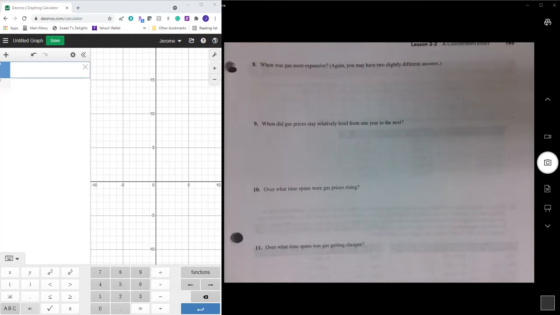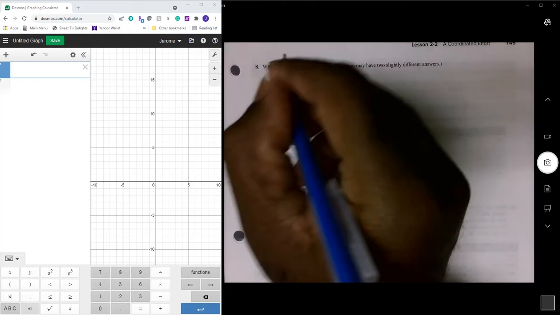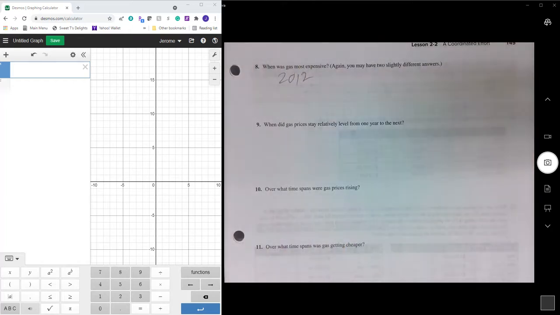Okay, now we come here to page 145. It says number 8, when was gas most expensive? Okay, so basically they're asking us when was it most expensive? It would be 2012 because that's when the $3.40.